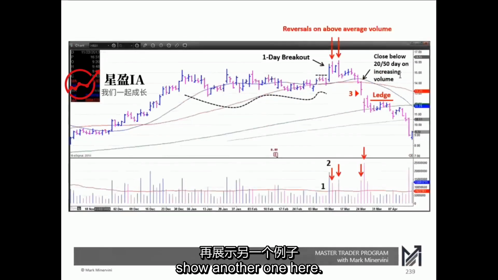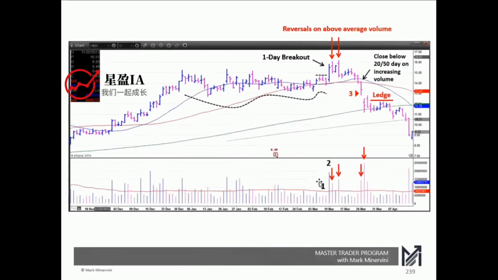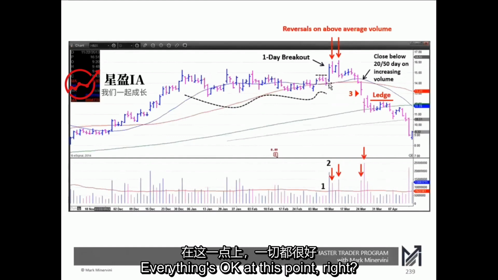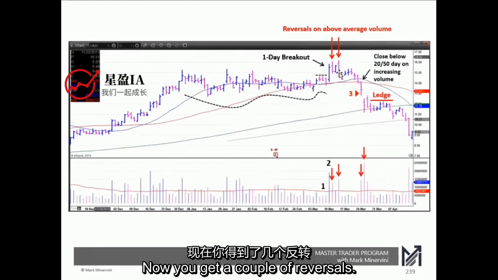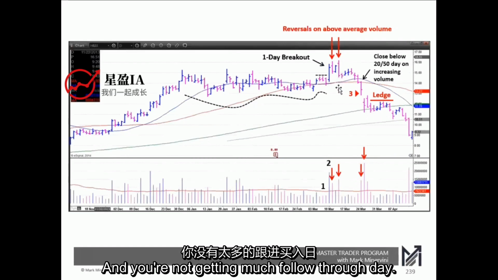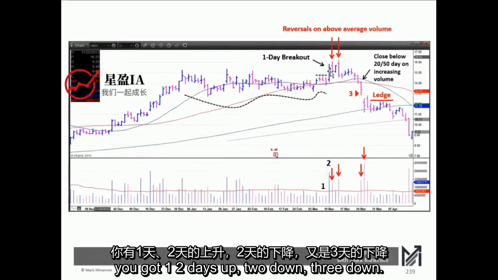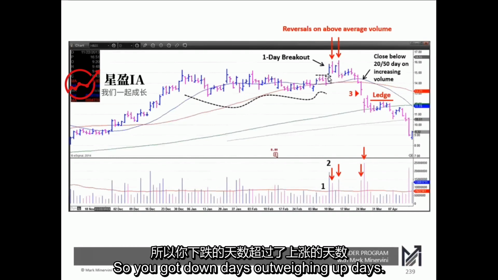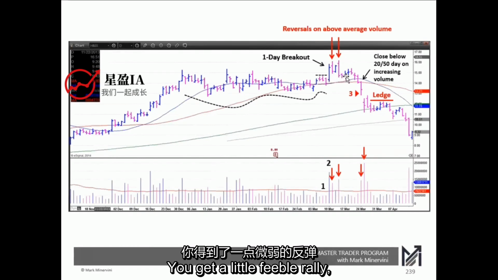I'll show you another one here. So again, you see you break out here. Here's the pivot point. You get the 1, 2. Okay, great. Everything's okay at this point, right? All right, now you get a couple reversals and you're not getting much follow-through day. If you count the days, you got 1, 2 days up, 2 down, 3 down. So if you got down days outweighing up days, you get a little feeble rally.